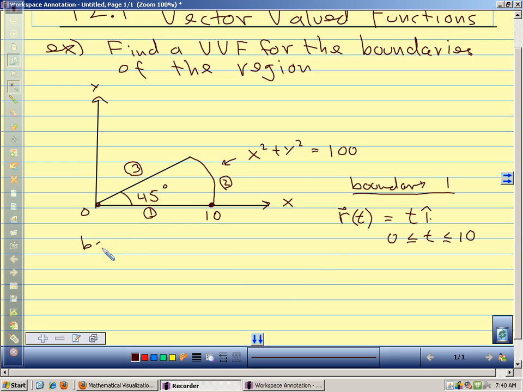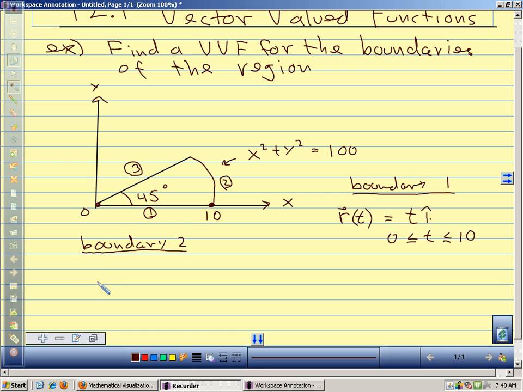Boundary 2. We need to parameterize this curve. We need to represent this in terms of one parameter. Anybody have an idea of how we want to do that? Anne says cosine t squared plus sine t squared. So we want some kind of trig function, right? And depending on how we do our parameter, we want to start here where x equals 10 and y equals 0.